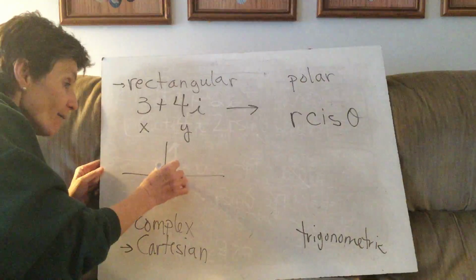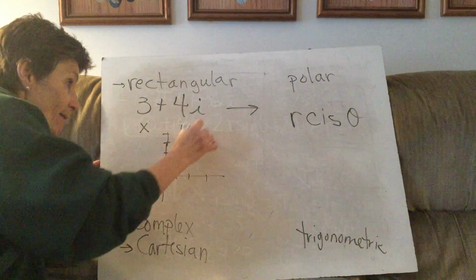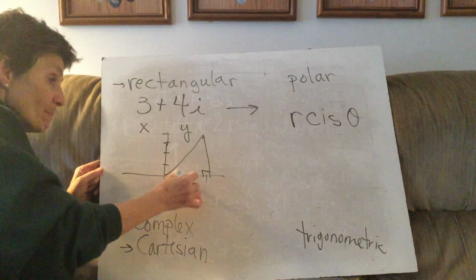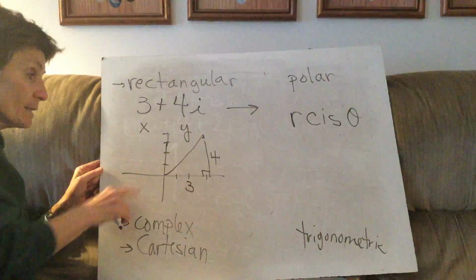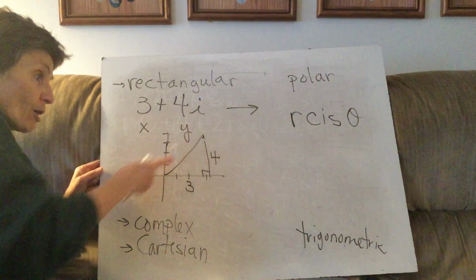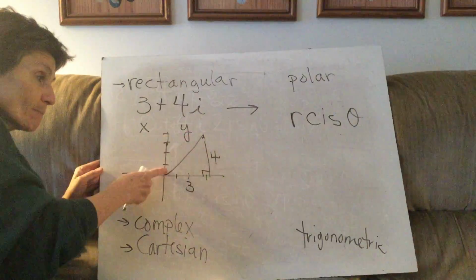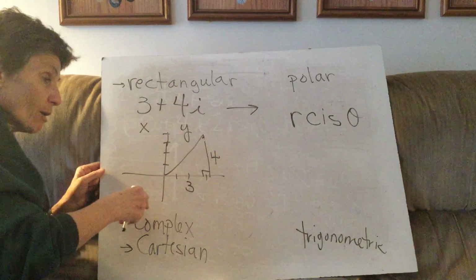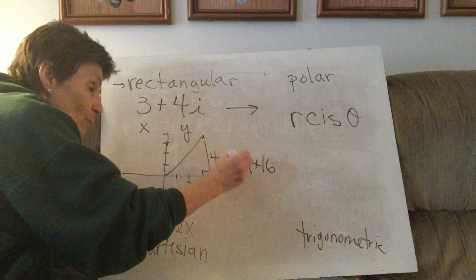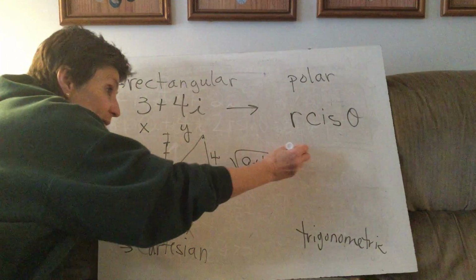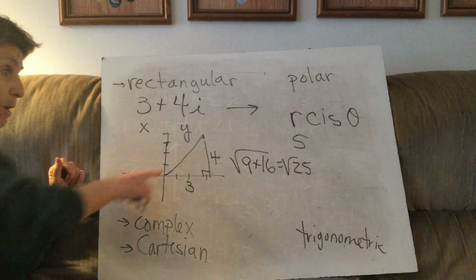So I'm going to graph. I'm going to go over 3 and up 4. I'm going to graph that and make my little butterfly bow tie. Over 3, up 4. This, guys, is r. Remember? r is like the magnitude. It's the hypotenuse. So I'm going to find r by squaring the first one, squaring the second one, adding them up and taking the square root. So r is 5.